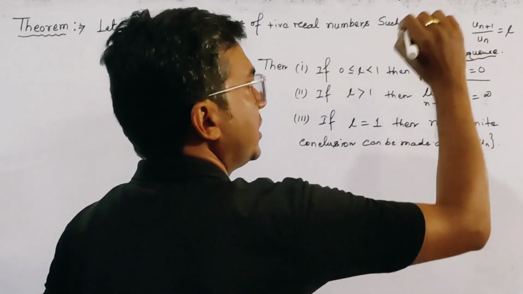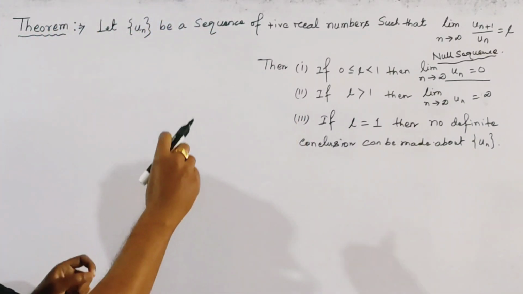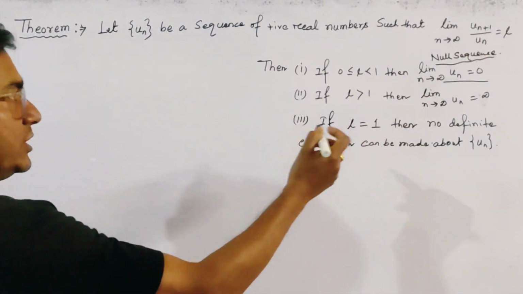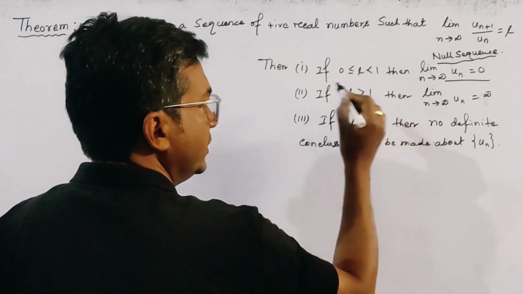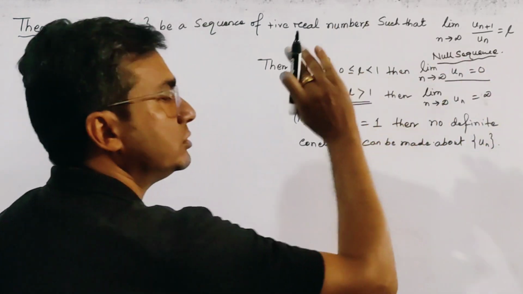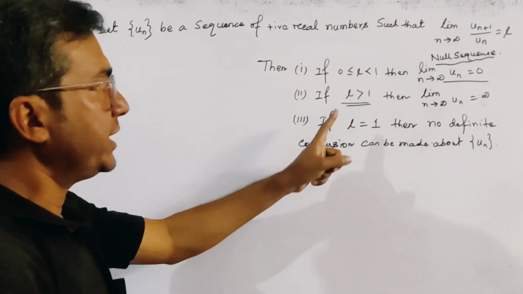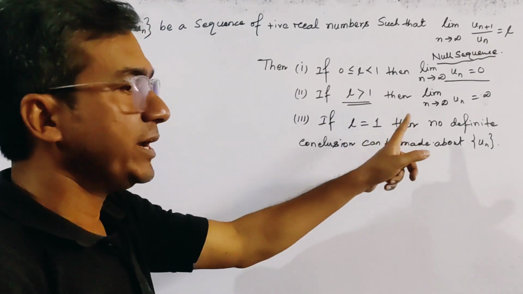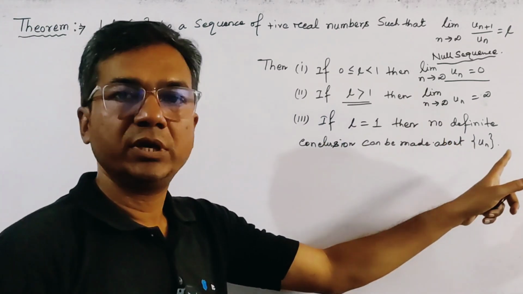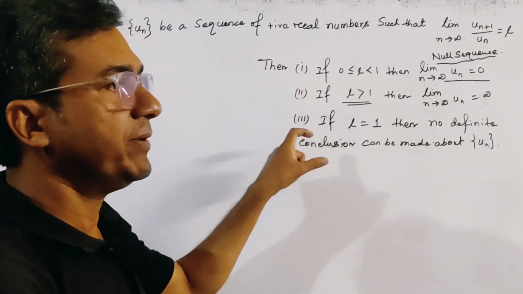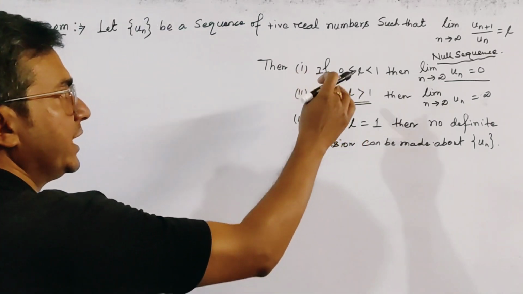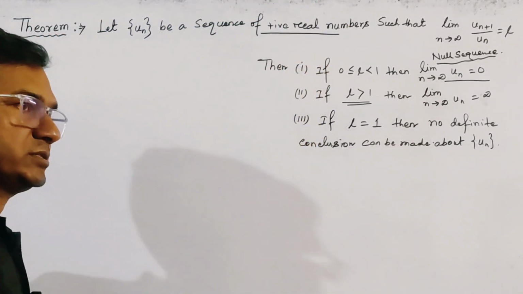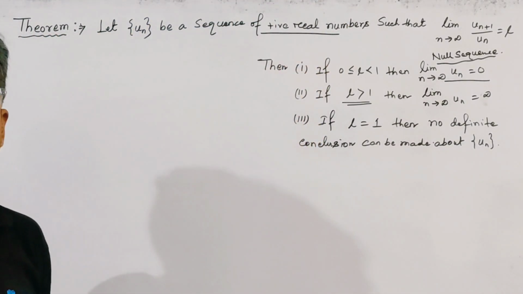We know that the definition of a null sequence is a sequence which converges to 0. And if this limit L is greater than 1, then this must diverge to infinity. Okay, and if we get the limiting value of this ratio equal to 1, then we cannot make any definite conclusion about un. Okay, these are three different cases, and here L is not negative because it is said that this is a positive real sequence, or sequence of positive real numbers.